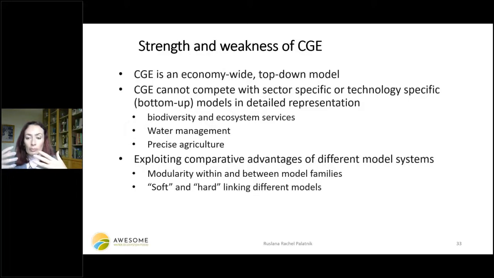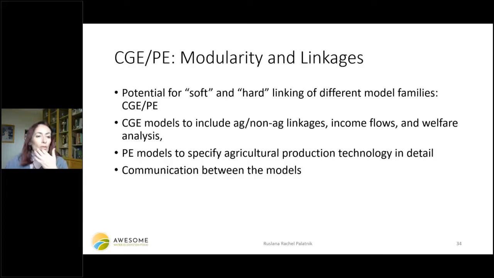The way this collaboration can work is generally defined by soft or hard linking between different models. So I talk here about linking between general equilibrium and partial equilibrium models. By partial equilibrium, I mean any bottom-up model, any of the models that you guys employ.